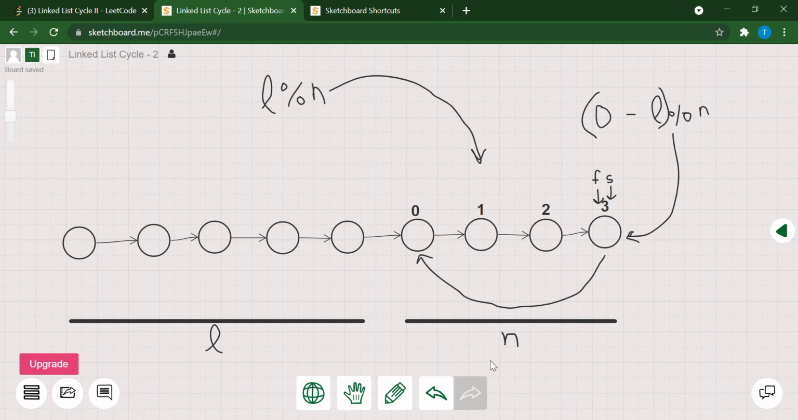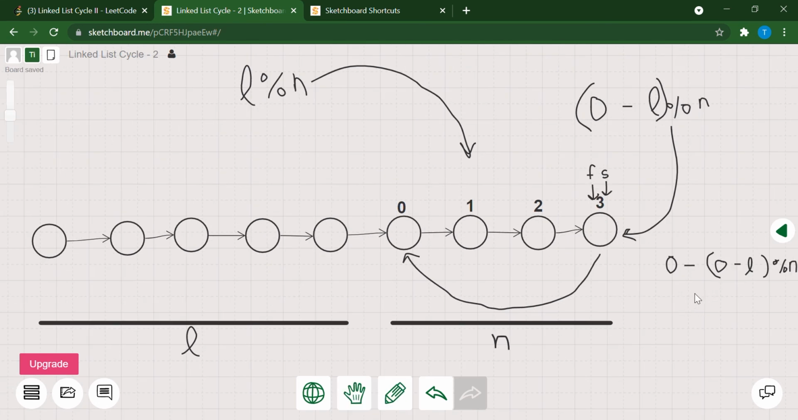That one is basically doing this same thing again, right? Finding the distance of this node 3 from my 0 node in this modular system. So that's just going to be 0 minus (0 minus L) mod n, right? I'm sorry, I forgot a bracket here. And what does this evaluate to? This evaluates to simply L mod n, right?